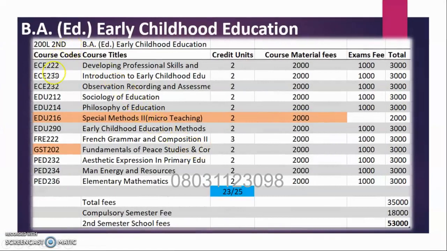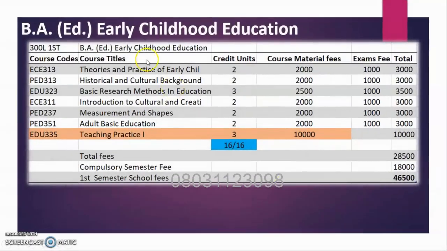Then 200 level second semester, these are your courses. You also have a micro teaching here. We don't register it for exams because it's not examinable, it's sort of practical. Practical courses, you don't register them for exams. GST courses, don't joke with them. There are 25 unit courses here, but 23 are required of you. So when you go through your registration, you have to keep one aside. And your fee is 53,000 for this semester, 200 level second semester.